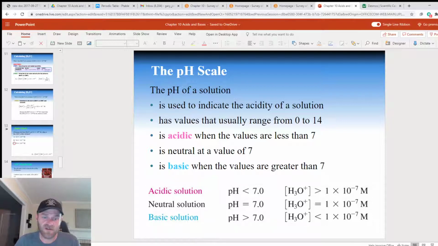Make sure I didn't leave you all on my iPad. Okay. So anything less than 7, so 0 to 6.99, is acidic, and then 7.01 to 14 is basic.